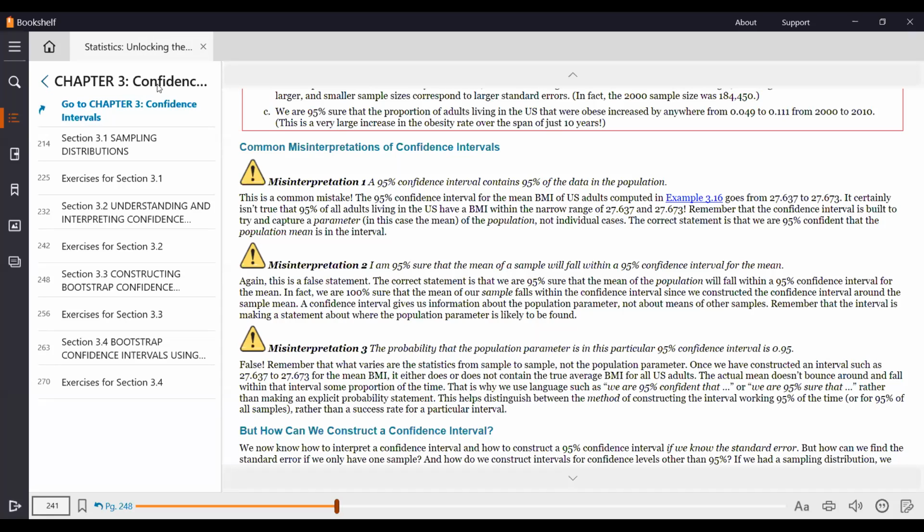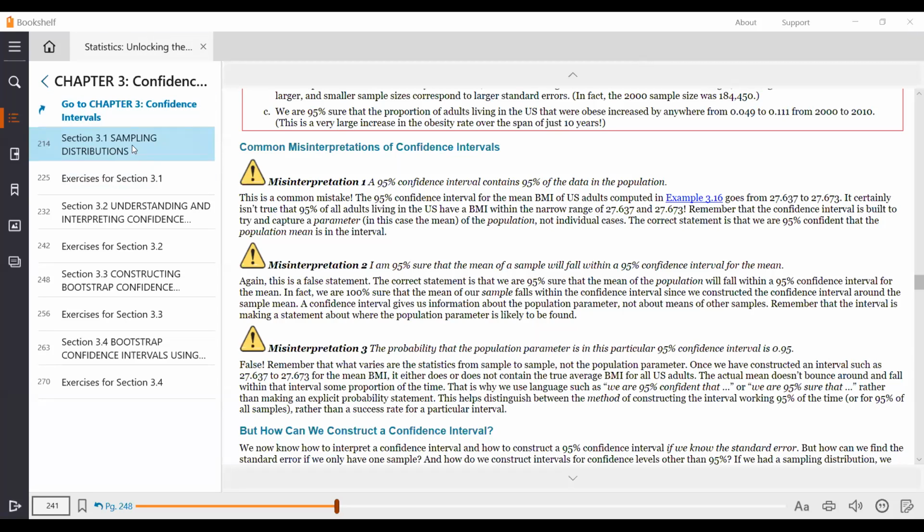So there's a chapter on confidence intervals. It's chapter 3. And I'm going to just review a few things from this chapter so that you have an idea of what we're trying to do here. All right. I'm going to go to actually the first section where we talk about sampling distributions.